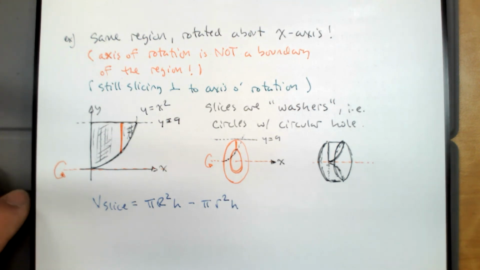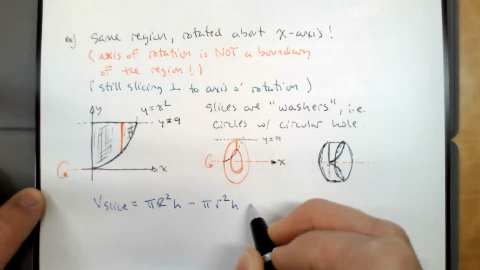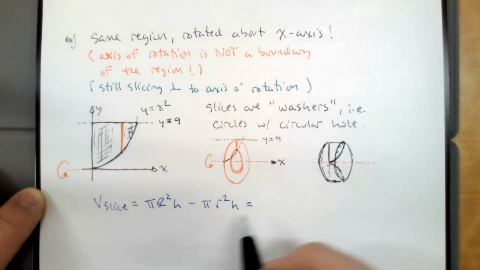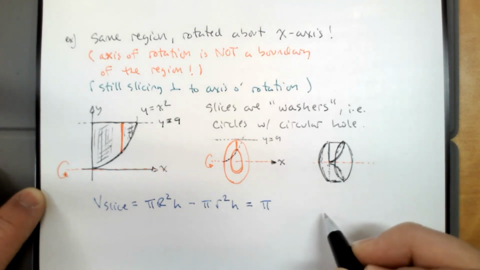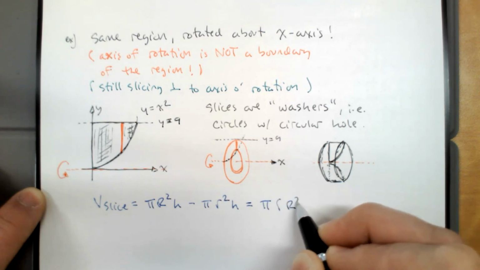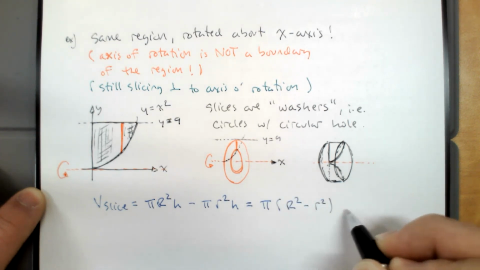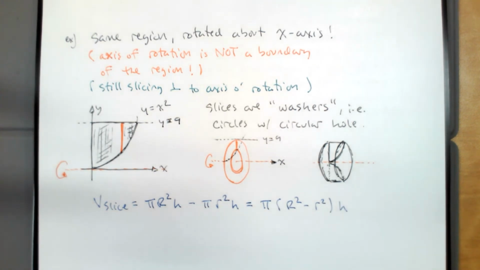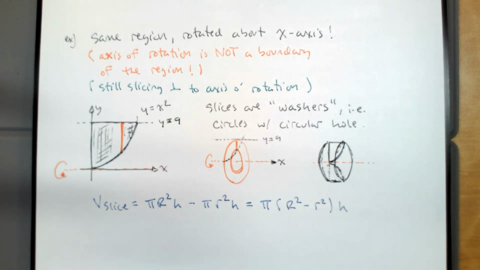So we're going to clean things up a little bit, because both terms have a pi and both terms have a height. So I'm going to factor a pi and a height out of both terms. And so I have a circle with a hole in it, a washer. Our volume of the slice will be pi times big R squared minus little r squared times H. H is still going to be the delta variable because these washers are getting super thin.